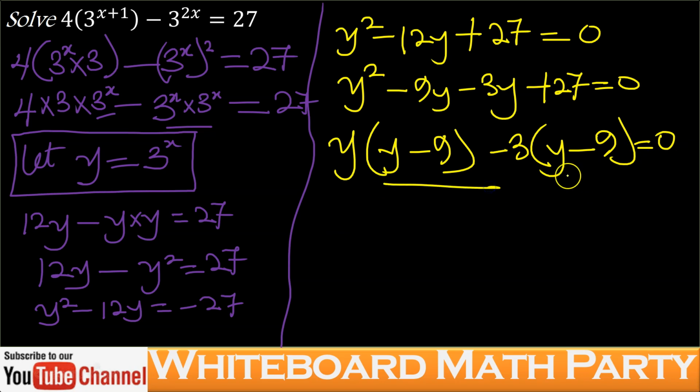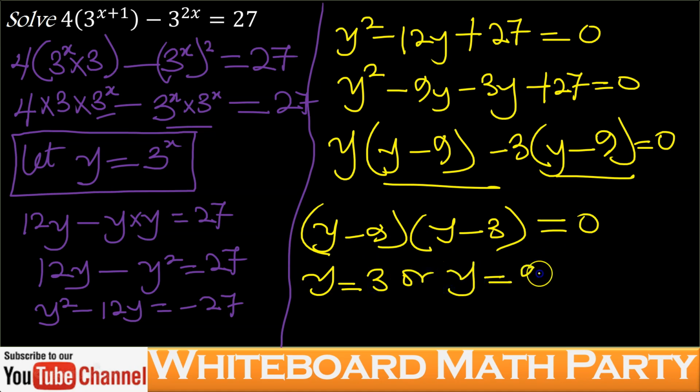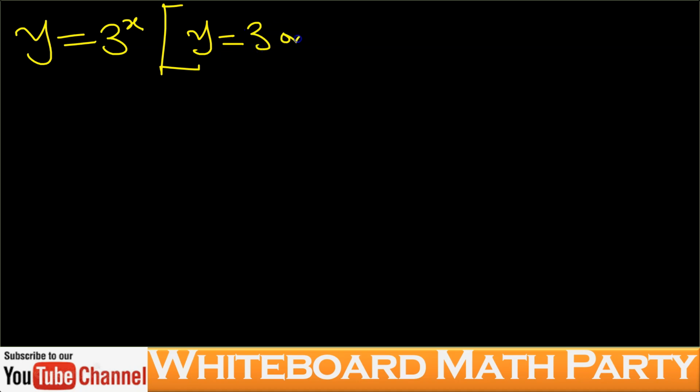So since we already have our brackets the same, let's factorize further. So we have y minus 9 in one bracket and y minus 3 in another bracket. All is equated to 0. So if you find the values of y, you end up having y is equal to 3 or y is equal to 9. So using the values y equal to 3 and y equal to 9, we are going to solve y is equal to 3 to the power of x. Don't forget that. So remember we already said that y is equal to 3 to the power of x. But in this case, we found the values of y to be either 3 or 9, right?